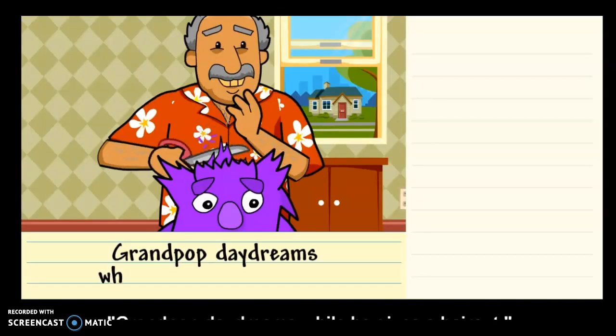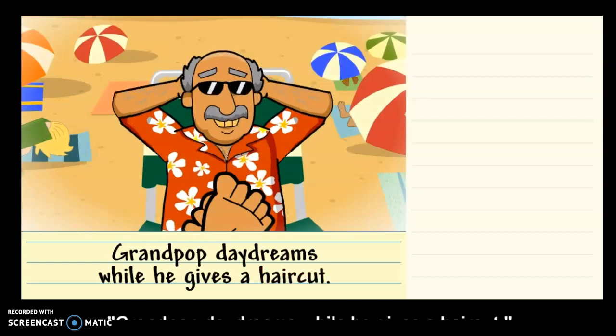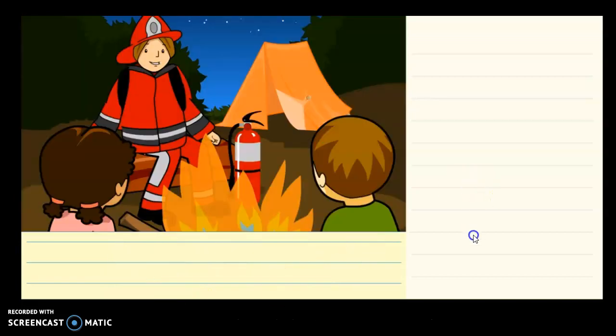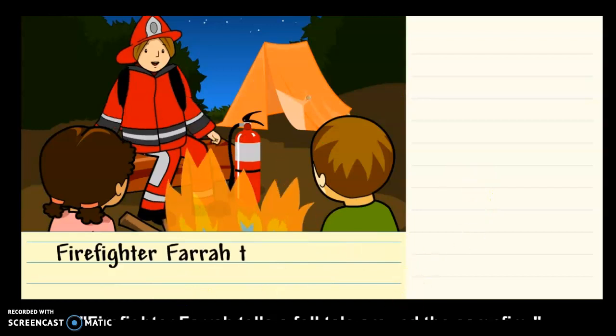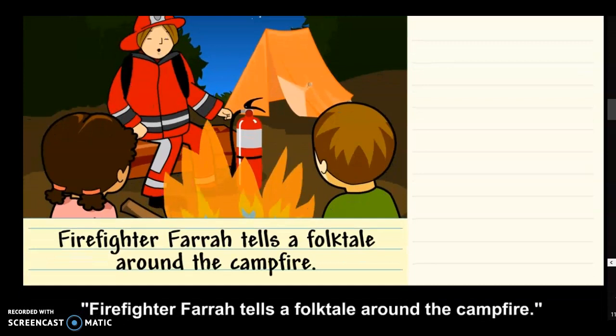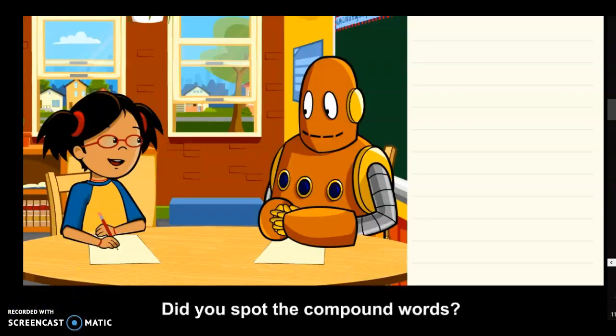Grandpa daydreams while he gives a haircut. Firefighter Farah tells a folktale around the campfire. Did you spot the compound words?